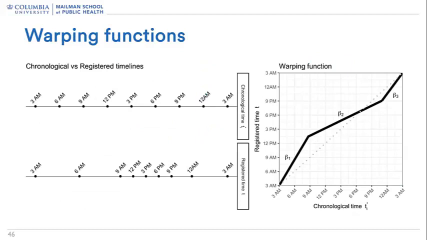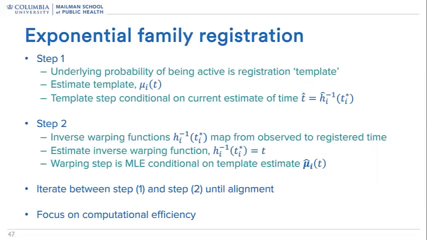I've got an illustration here that looks at the warping functions a little bit more carefully. Essentially, we're taking chronological time, the observed data time, and stretching or shrinking that data so that the major features become aligned. And this is something that we spent a lot of time working on, especially in the context of binary physical activity, looking at whether or not a person is active or inactive, rather than being particularly concerned about the intensity of their activity.